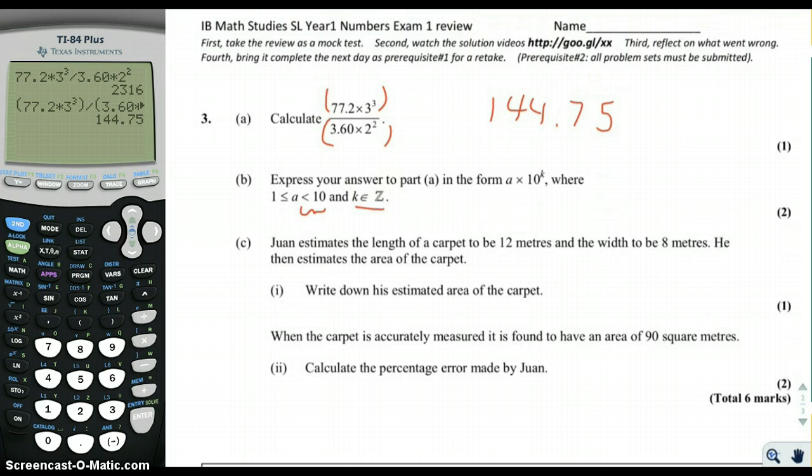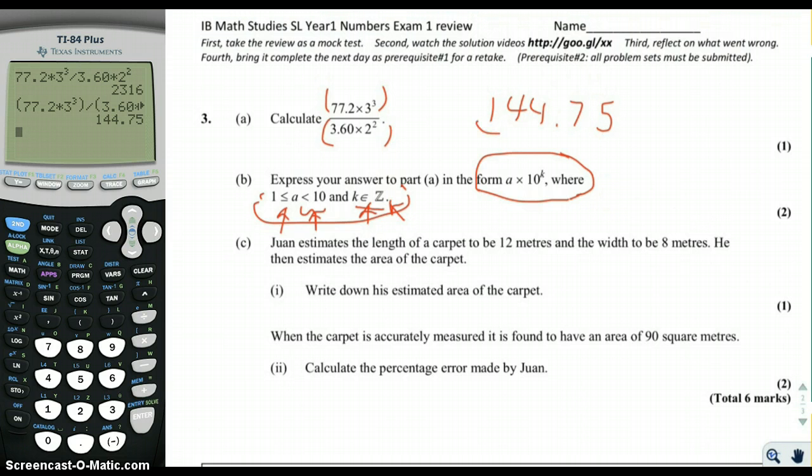In IB, they never say scientific notation. They always give you this very complicated phrase, the form A times 10 to the K, so get used to it. And if you understand this well, it really helps you understand other things that you're going to get in IB, like the element sign, the Z is integers, less than or equal to. There's a lot of things in here that you should understand already from learning the notation.